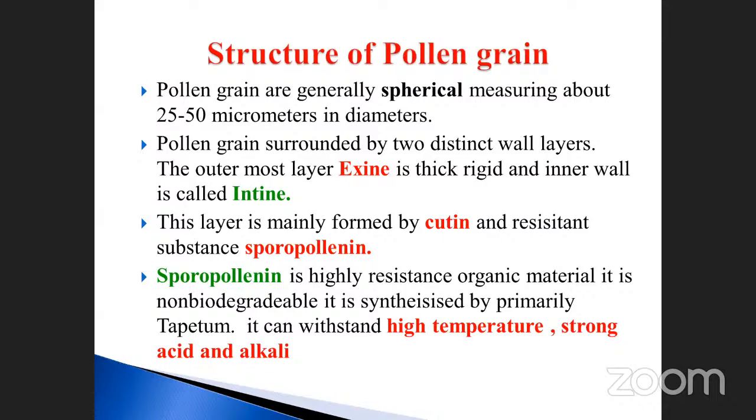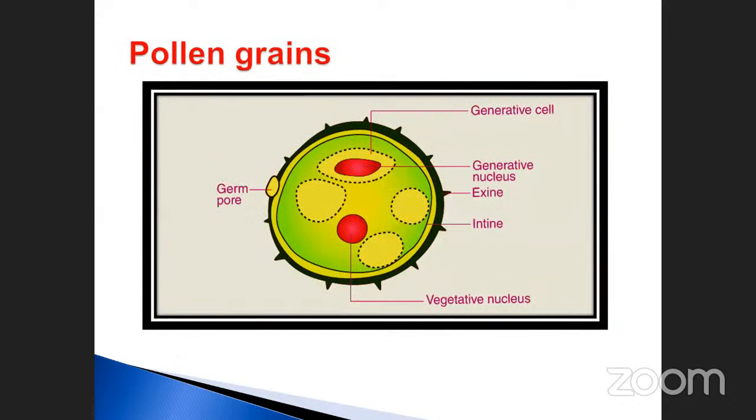Structure of pollen grains we already studied. Okay, exine, intine, and what contents are present in it. The outermost layer is called sporopollenin. It is not easily degradable. Okay, that is non-biodegradable. Bio means living organism. Not only that, it is also not easily destroyed by high temperature and strong acid and alkali. This is a structure we already saw in the last class.